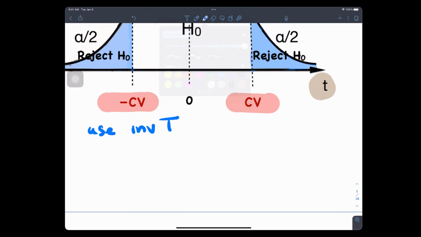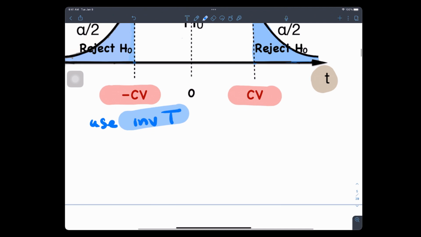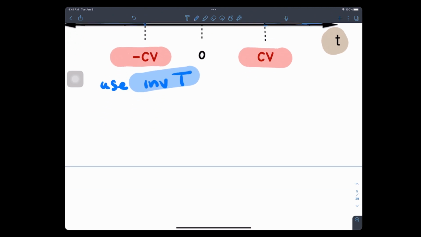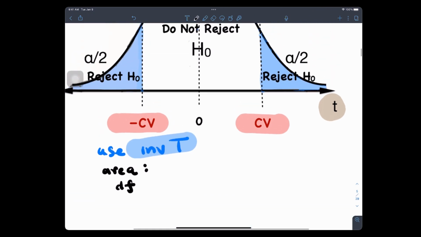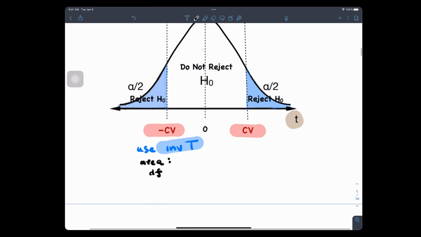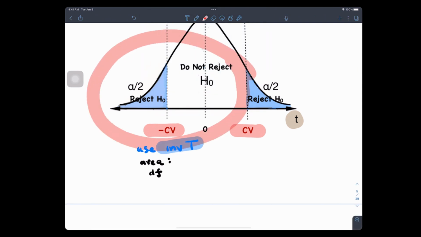But remember, inverse T has some particular things. What did we see last time? You need area to the left of the rightmost critical value. Do you guys remember that? We worked on that last time. Area to the left of the rightmost. Just want to remind you guys, okay?